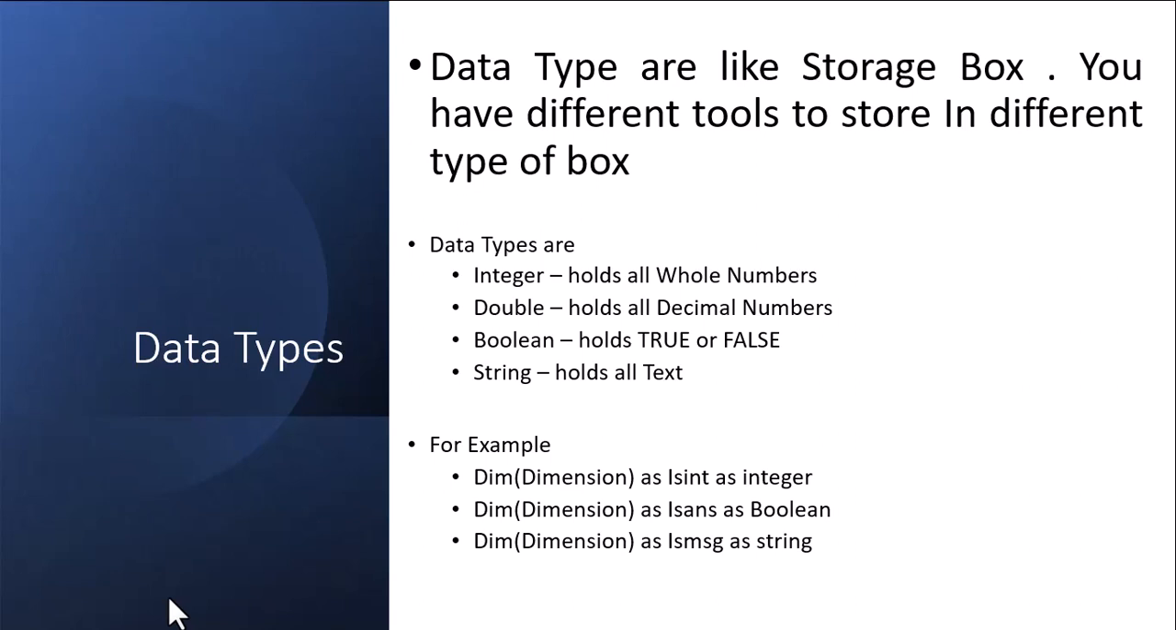The same way, normally when I go for Excel, I'm giving some examples here, like data types of 4 types: integer, double, Boolean, and string. Integer holds all your whole numbers, double holds your whole numbers plus decimal numbers additionally added to it. Boolean will hold all your true and false, and string will hold your text. The examples are given below. When I give the dimension, it is int as Integer, ans as Boolean, and Ismsg as String here. So you can add as many components as you want in the list.